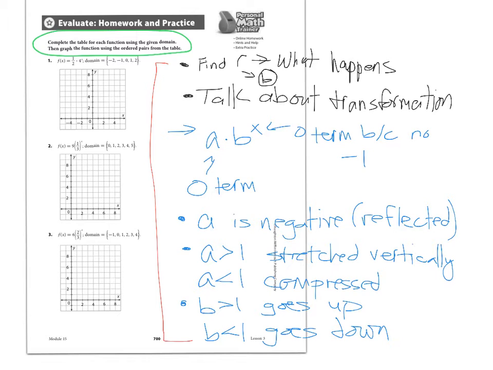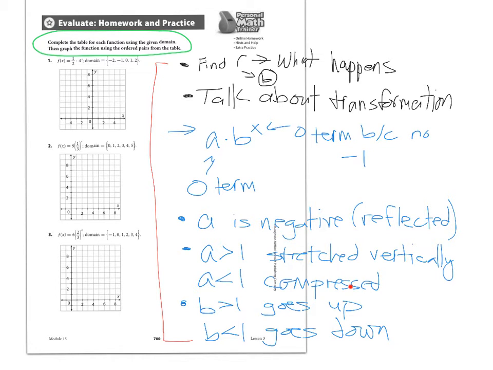We want to talk about graphically what happens to this. So we've talked about this before. When you multiply by a number bigger than 1, that's a vertical stretch, which makes it skinnier. You multiply by a number less than 1, it's a vertical compression, which makes it wider.